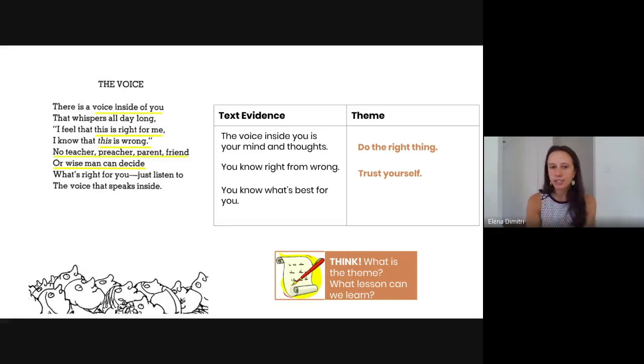I chose trust yourself because the poem is kind of telling you to listen to the voice inside of you because you know what's best for you. And even though you can seek advice from other people, like your teacher, your preacher, your parents, or your friend, really, in the end, it's up to you to trust yourself and use your judgment to do the right thing. So those are the themes that I identified from that story. Not story, poem.